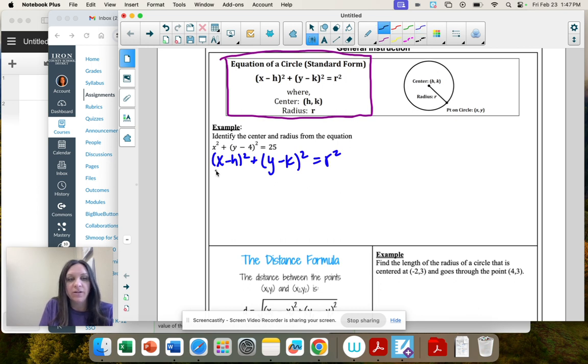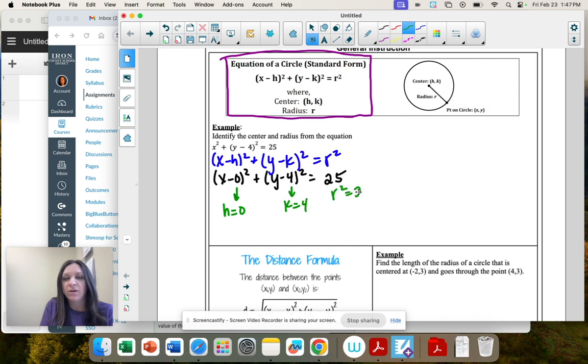This is x squared. That's really (x minus 0) squared. Then we have (y minus 4) squared and 25. So you can see h equals 0, k equals 4, but here r squared equals 25. That's not the radius because the radius is just r. So we actually have to square root both sides on this. So our radius equals 5. And that's how we take things from the equation.